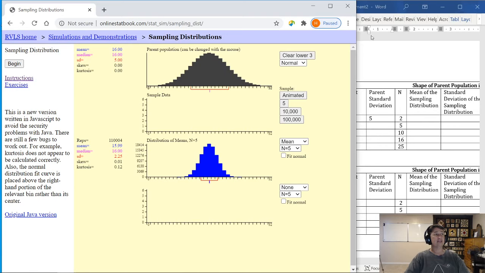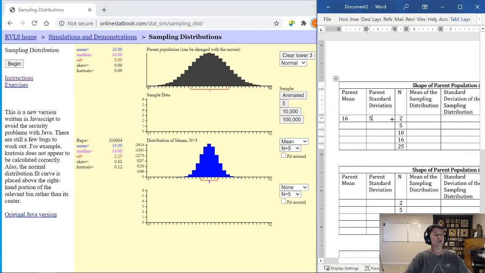I'm going to record this data just so we have it later. So here we had a sample size 5. Our parent mean was still 16. Our parent standard deviation was still 5. That didn't change.